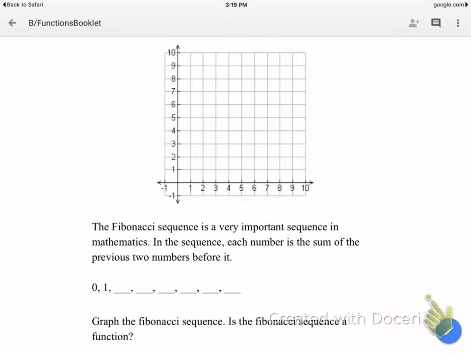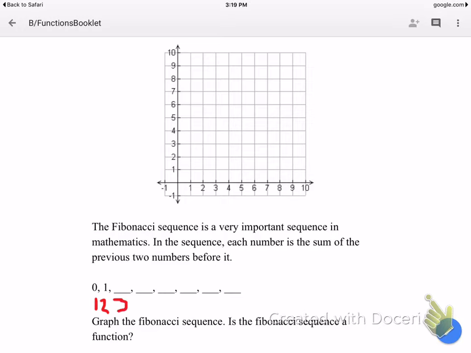So if we want to look at a sequence that's a little bit harder, we have the Fibonacci sequence. The Fibonacci sequence is one of the most famous sequences in the world. Basically, the sequence is made where the next number is always the sum of the 2 numbers before it. So we're going to graph this sequence in terms. The first term is going to be 0. The second term is going to be 1. And then each term after that is going to be made from adding together the 2 terms before it.